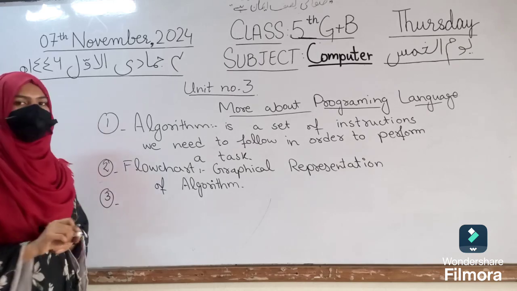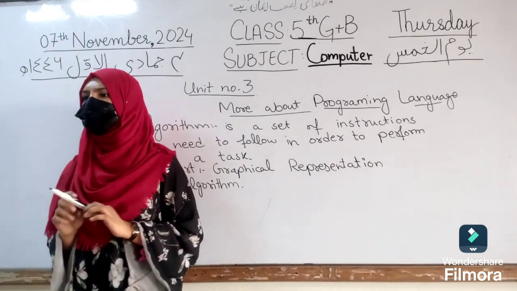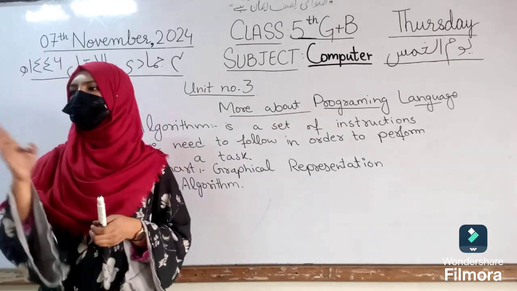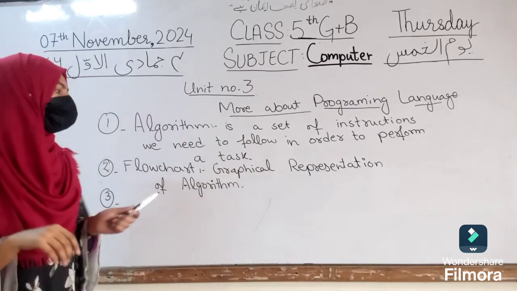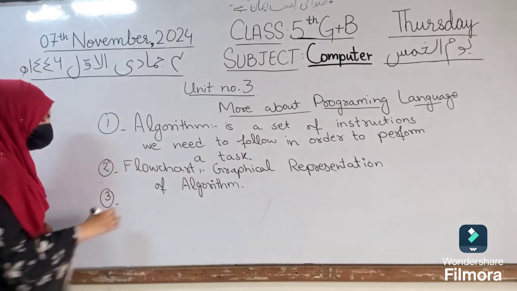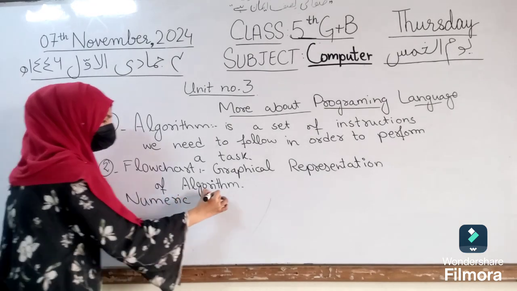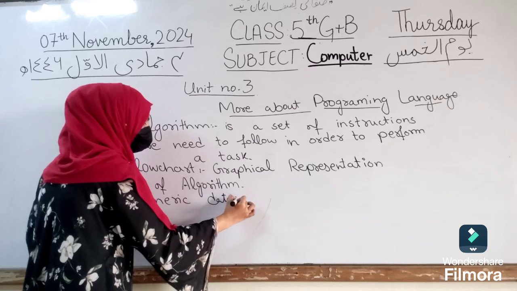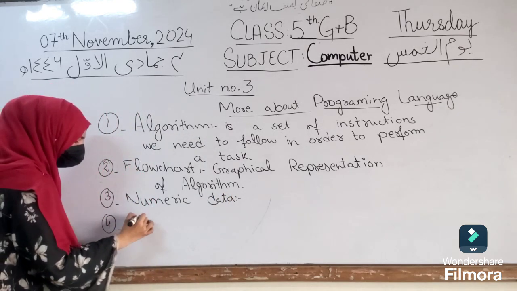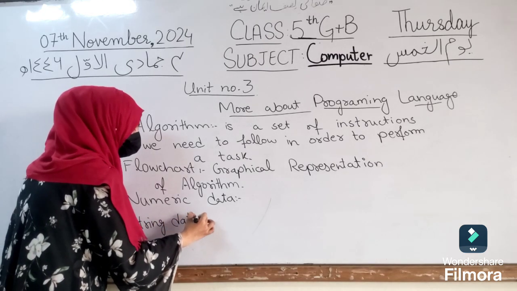Now we have talked about the two types of data. Who will tell me what are the names of the two types? Yes, raise your hands. Okay, Iman, stand up. What are the names of the two types? Very good. Numeric data, and the name of the second is string data. Very good. Sit down.